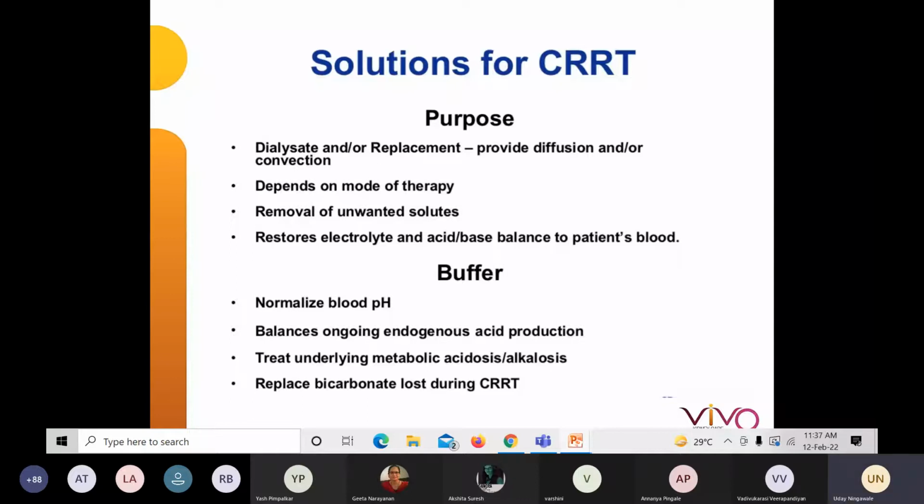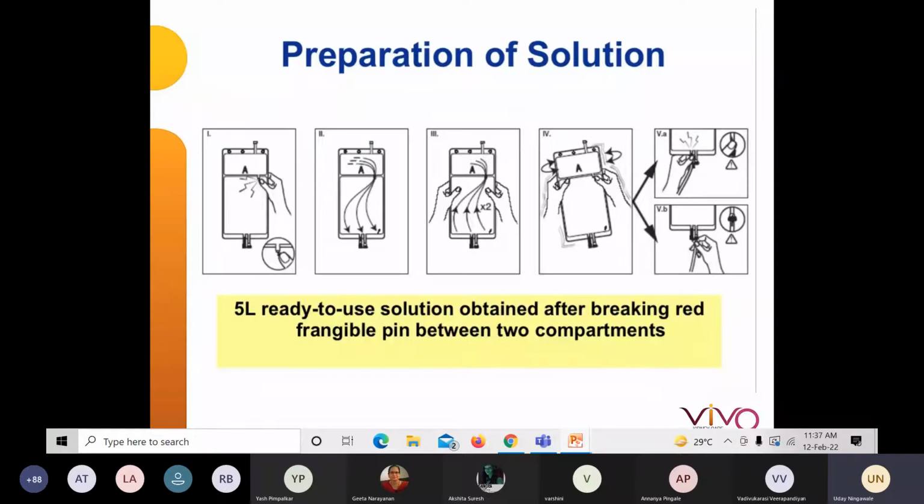When you see the bag, the volume is a 5 liter ready-to-use solution. It is divided into an A part and a B part, separated by a break seal. Before putting it on the machine, it needs to be broken and both solutions mixed prior to performing the treatment. You have to mix the A part and B part, the two separate parts, by breaking the red frangible pin, and it has to be mixed and then put on the machine for use.